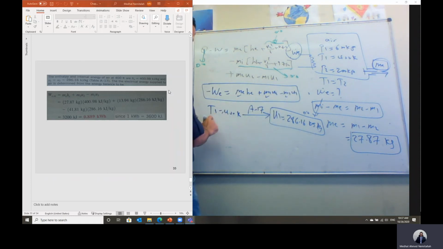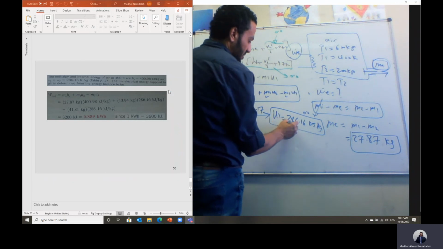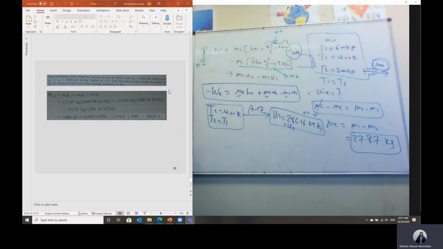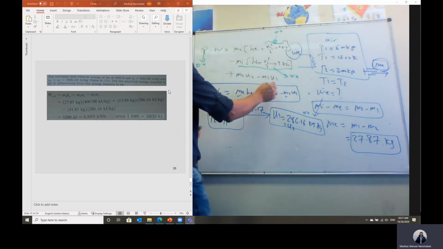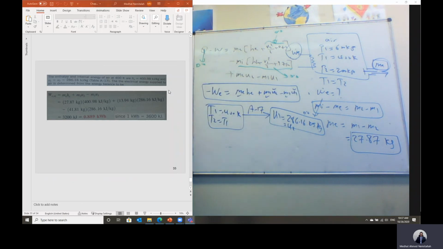And we have also T2 is the same as T1. So when we go to the table, the temperature is the same. So actually the internal energy u1 will be the same as u2 in this case. So we have u1 and we have u2. But what about the enthalpy at the exit section?